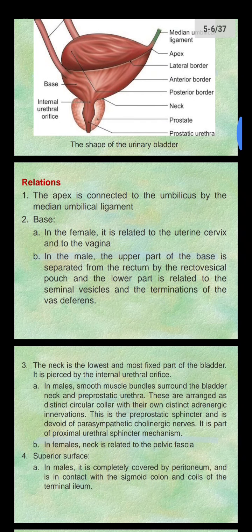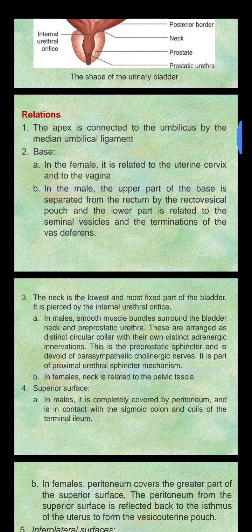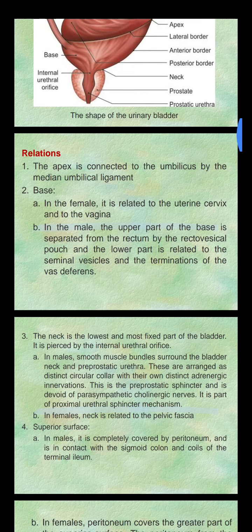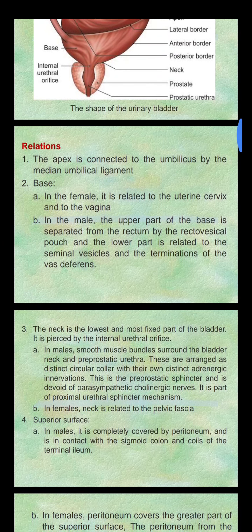In males, the upper part of the base is separated from the rectum by the rectovesical pouch, and the lower part is related to the seminal vesicles and the termination of the vas deferens. Now the relations of the neck. The neck is the lowest and most fixed part of the bladder, and it is pierced by the internal urethral orifice, as you can see in the diagram.